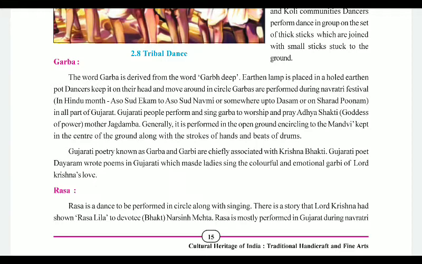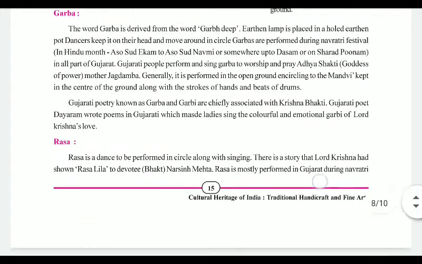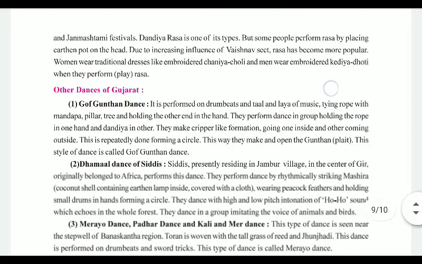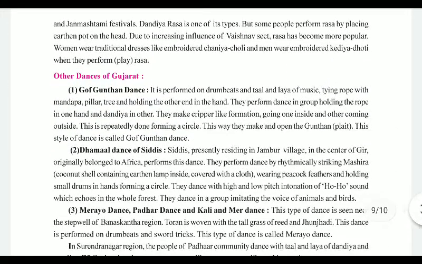Rasa is a dance performed in a circle along with singing. There is a story that Lord Krishna showed Ras Leela to the devotee Narsi Mehta. Rasa is mostly performed in Gujarat during the Navratri and Janmashtami festivals. Dandiya Ras is one of these types, but some people perform Rasa by placing an earthen pot on the head, and due to the increasing influence of the Vaishnava sect, Rasa has become more popular.